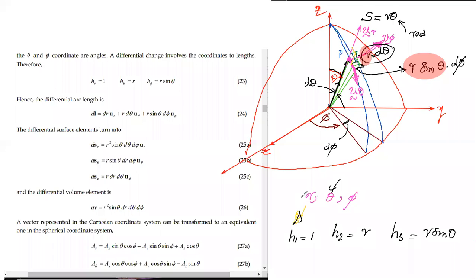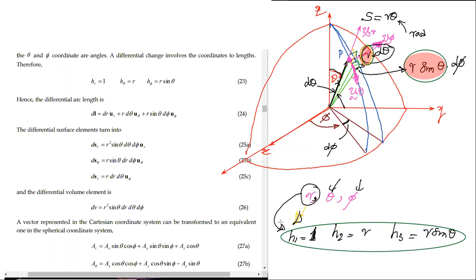If you represent one axis as a length, then the conversion factor is equal to 1. Here, your theta and phi are not lengths. Those are representing angles. In this case, these are the conversion factors for theta and phi. This is the conversion factor for theta, and this is the conversion factor for phi. Therefore, I refer to these values as the conversion factors. This is the story behind that.